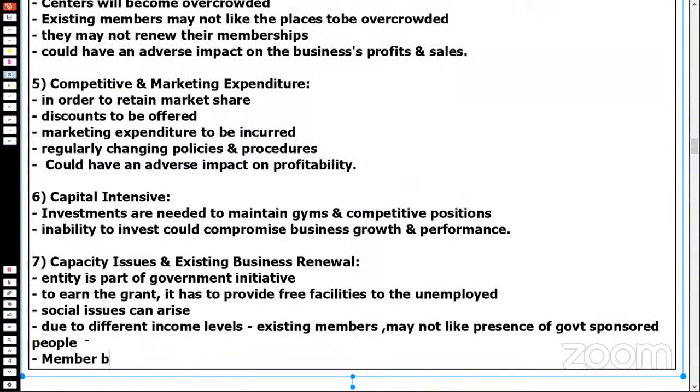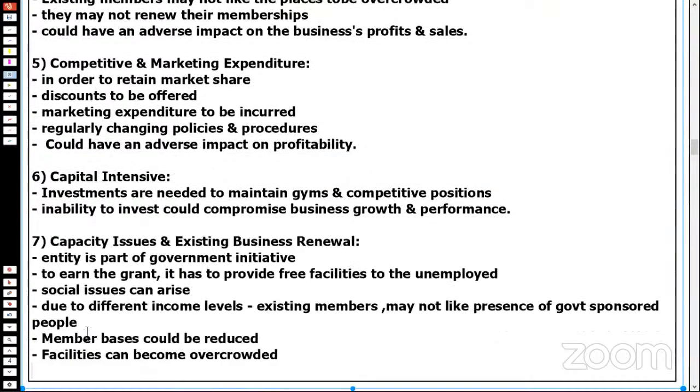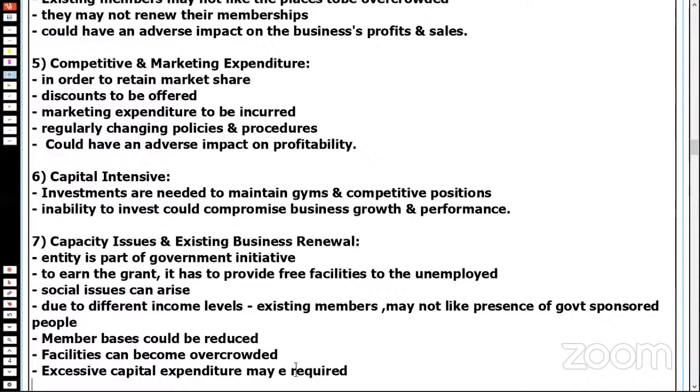The member base could be reduced. Further, the facilities can become overcrowded. Excessive capital expenditure may be required to meet the demand. So all this could have an adverse impact on the entity and its operations.